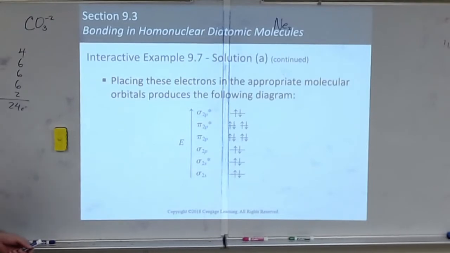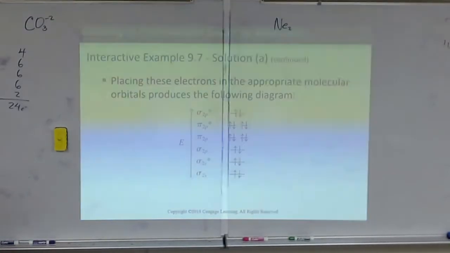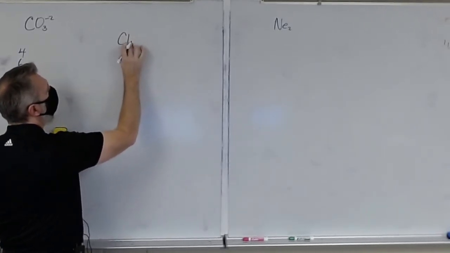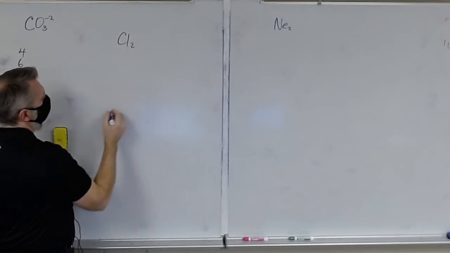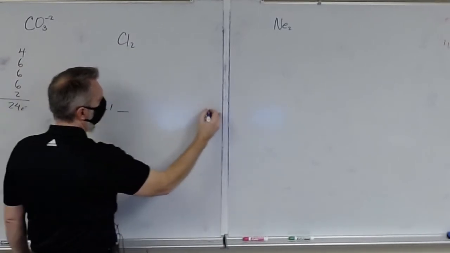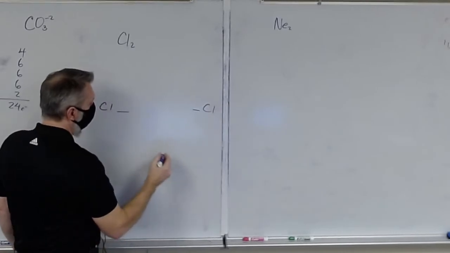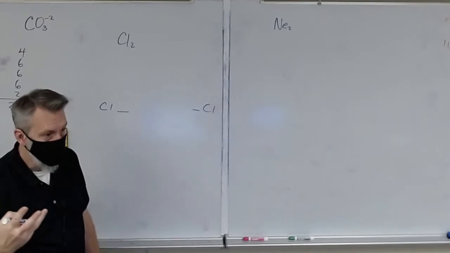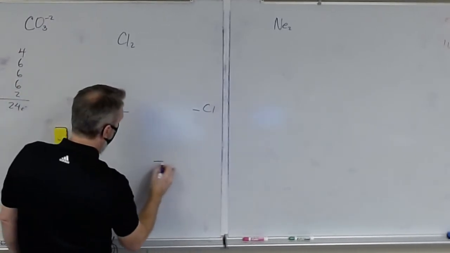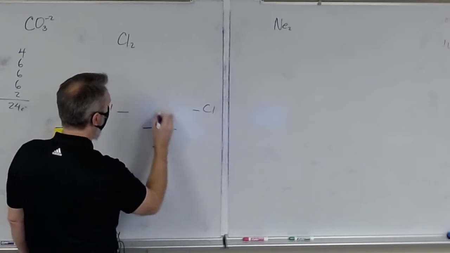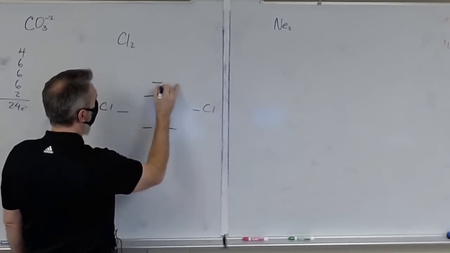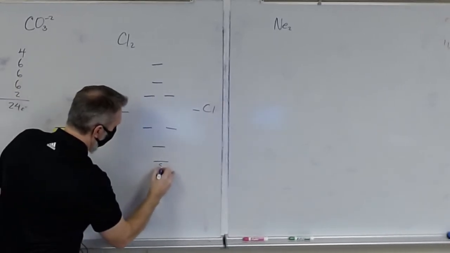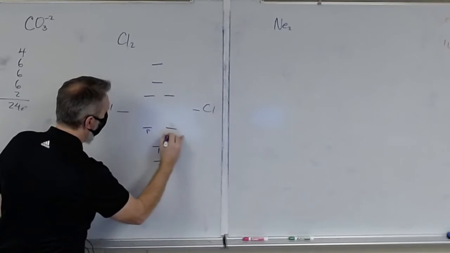So we could do the same thing if we wanted to with chlorine. I'm going to do chlorine just for fun. I've got Cl2. I've got Cl and Cl, and each Cl has an S and 3 p orbitals. So I'm going to have an S and a P, P, P, and a P, P, P, and an S.